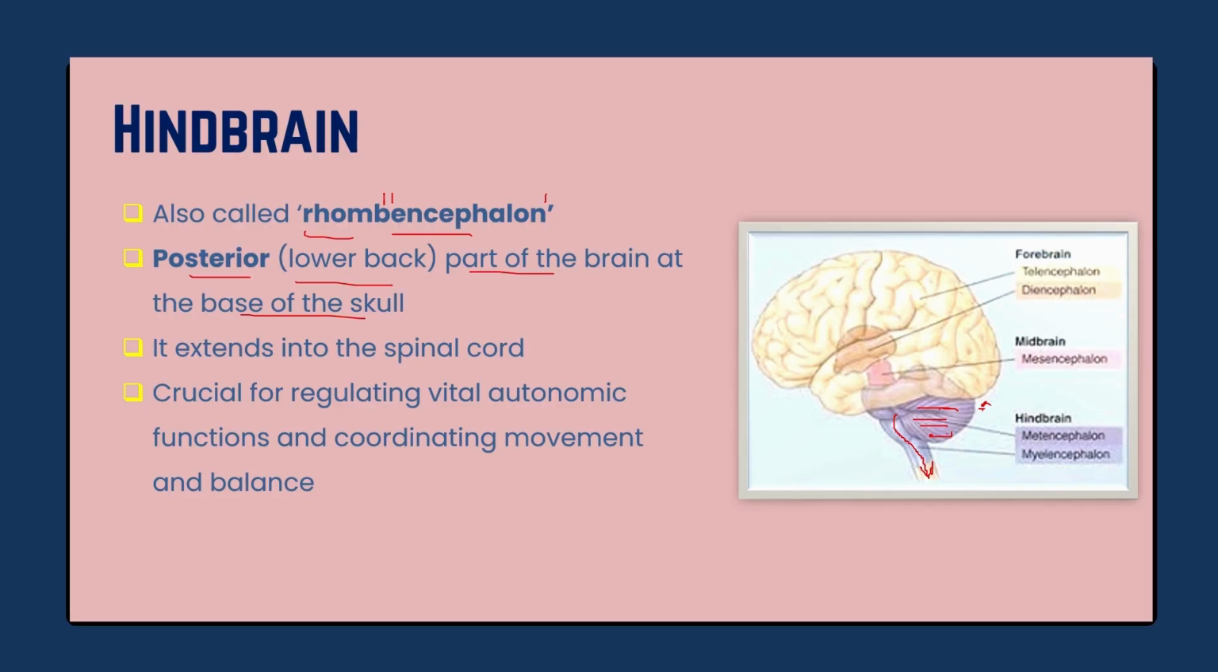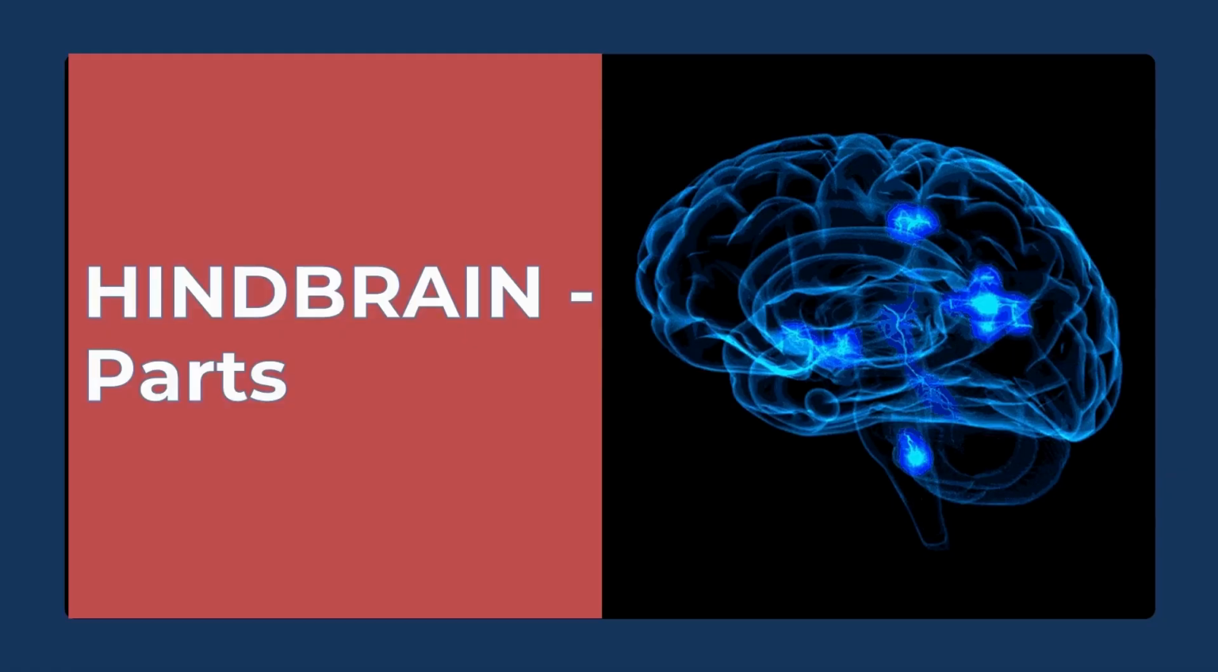Alright, and what does it do? It regulates vital autonomic functions. What are autonomic functions? Your involuntary automatic functions like your heartbeat, breathing, digestion, right? All these are something that you cannot control, and these are the vital functions which are controlled by the hindbrain. It also helps in coordinating movement and balance. All right. Let's see what are the different parts of the hindbrain.